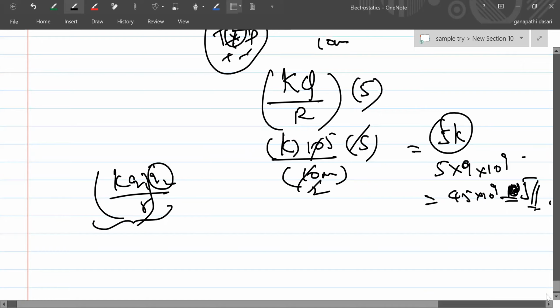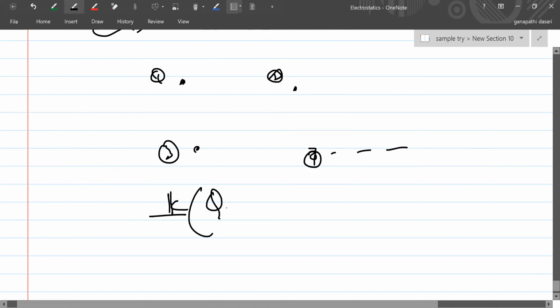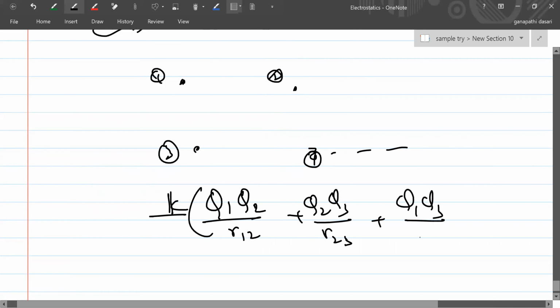Got it? But if someone asks you, there are n particles, 1, 2, 3, 4. What is the potential energy of the entire system? What you can do is K into Q1 Q2 by R12, plus Q2 Q3 by R23, plus Q1 Q3 by R31, plus Q1 Q4 by R41. 4 charges are there, so you'll get 6 values.